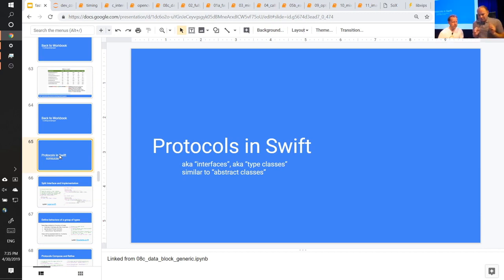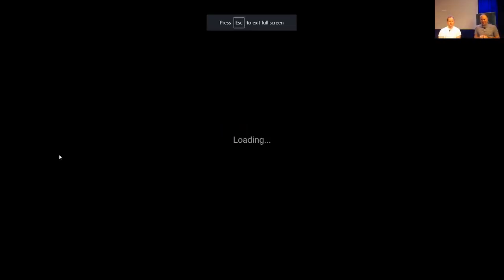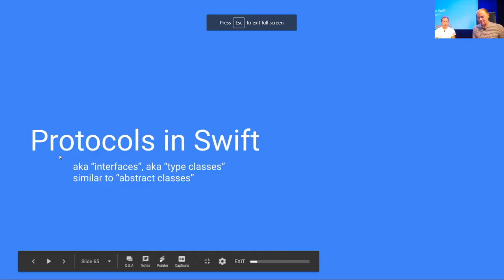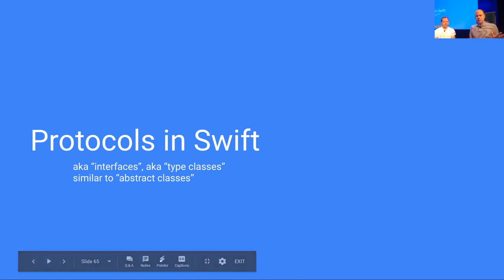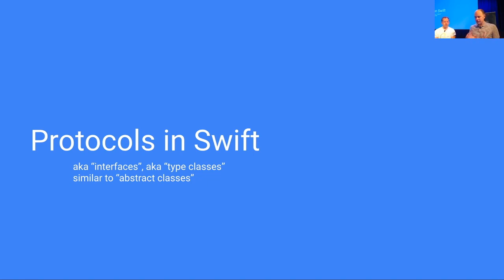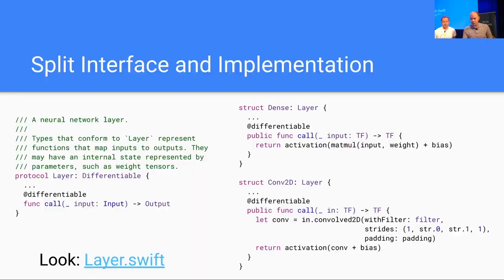So let's talk about what protocols are in Swift. So we've seen structs. We will see classes later, but right now we want to talk about what protocols are. And if you've worked in other languages, you may be familiar with things like interfaces in Java. Abstract classes are often used. Other weird languages have things called type classes. And so all these things are related to protocols in Swift. And what protocols do is they're all about splitting the interface of a type from the implementation.